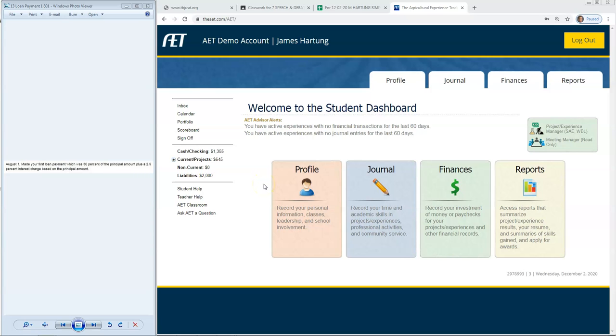This is AET video 14. Here in this lesson we will make our first loan payment. This will give us a chance to practice the percent calculations that we have been working with in our previous lessons.